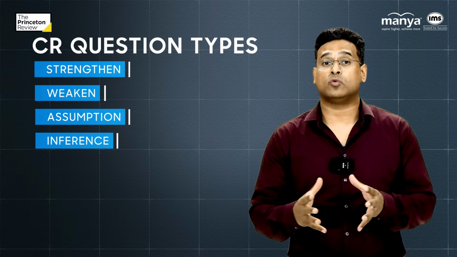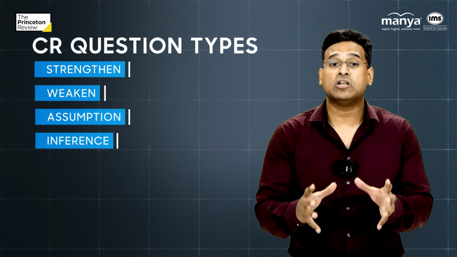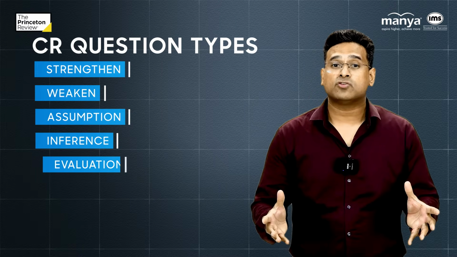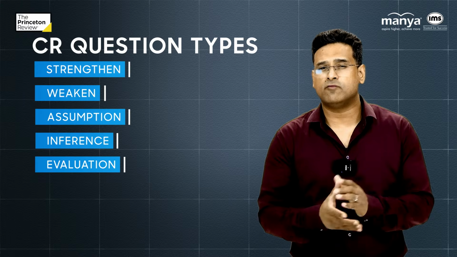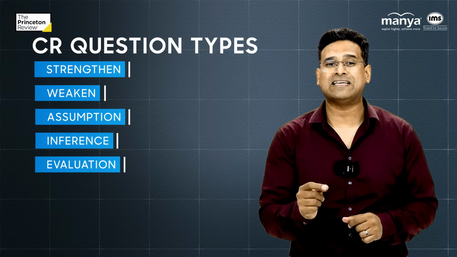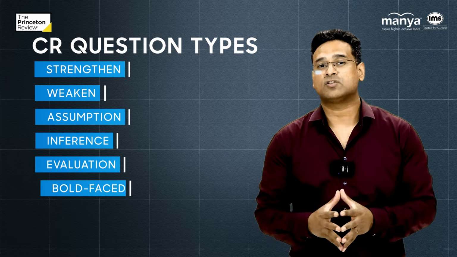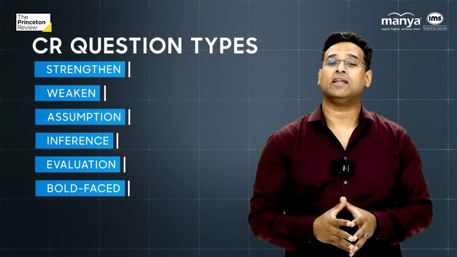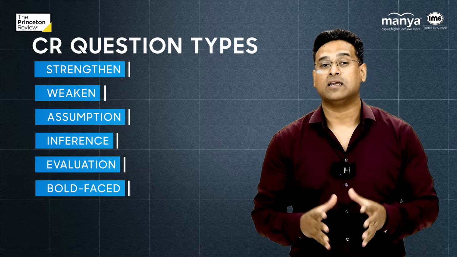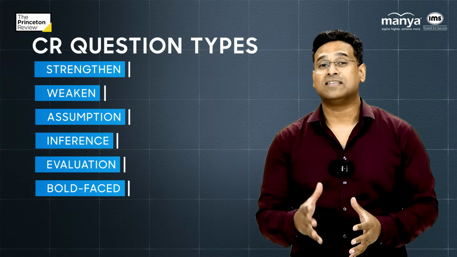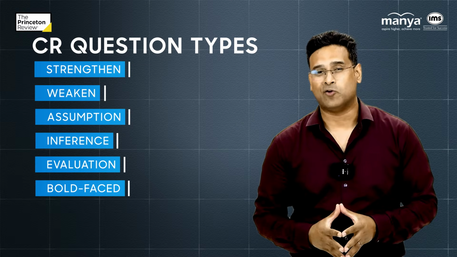Inference or conclusion questions ask what logically follows from the given information. Evaluate questions require you to determine what information would be most useful to assess the argument's validity. And finally, boldface questions ask about the role played by specific statements in the argument. Now, these are the most common CR question types tested on the GMAT.